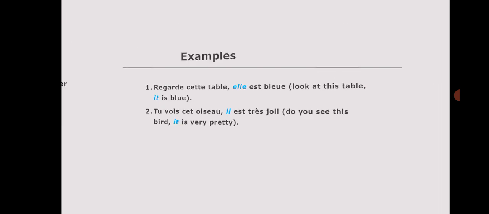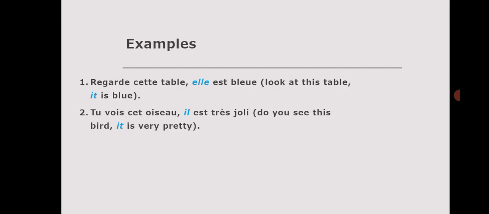We have an illustration here. Example: Regarde cette table, elle est bleue, which means look at this table, it is blue. In English we are using "it" because it's an object, but in French we are using elle. Previously we defined elle as she, but here it's not she, it's it. Why are we using elle? Because table is in feminine gender.